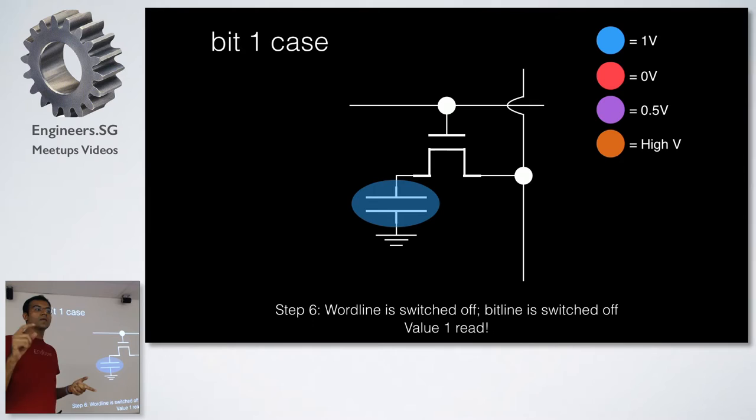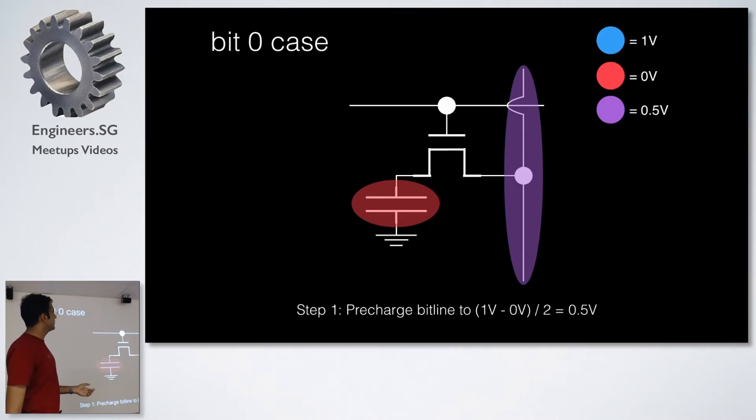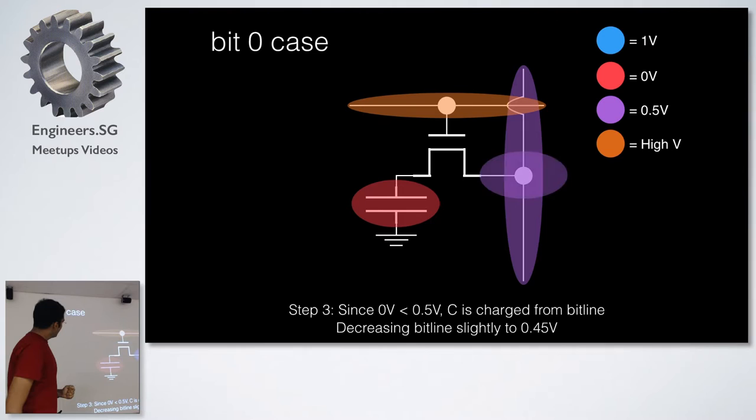Let's do this 0-bit example. Basically, there's no charge on the capacitor right now. We do the same thing. We activate the bit line with half the potential difference. We activate the word line. Now, because the bit line has a higher potential difference than the capacitor, it's going to charge the capacitor a bit. And this would cause the potential difference in the bit line to reduce from 0.5 to something like 0.45.